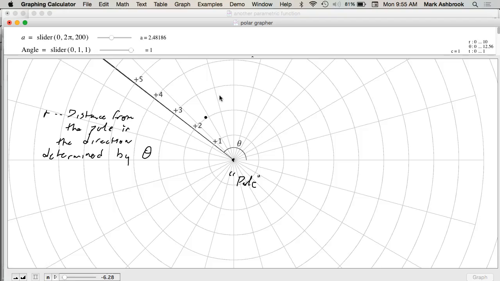So this point right here has coordinates. Now you would think it makes more sense that it would be theta comma r, but for some reason they put r first. But the way we want to think about it is theta comes first. Theta comes first. So 2.482 radians.